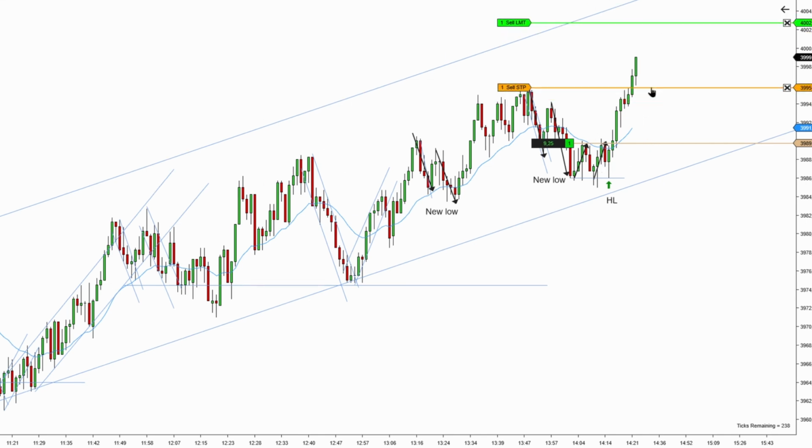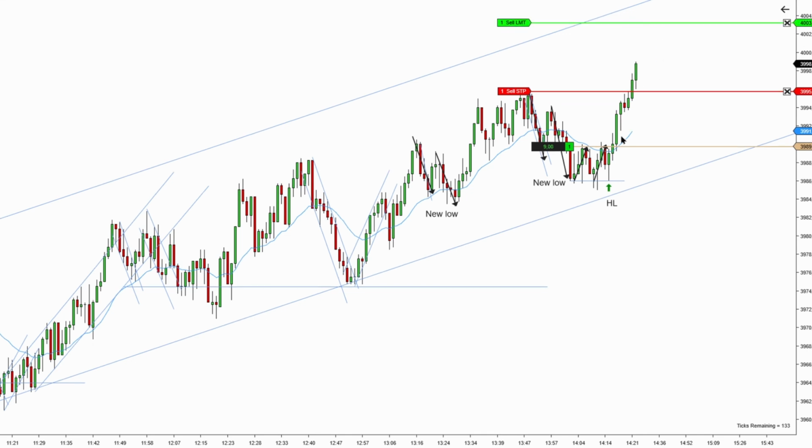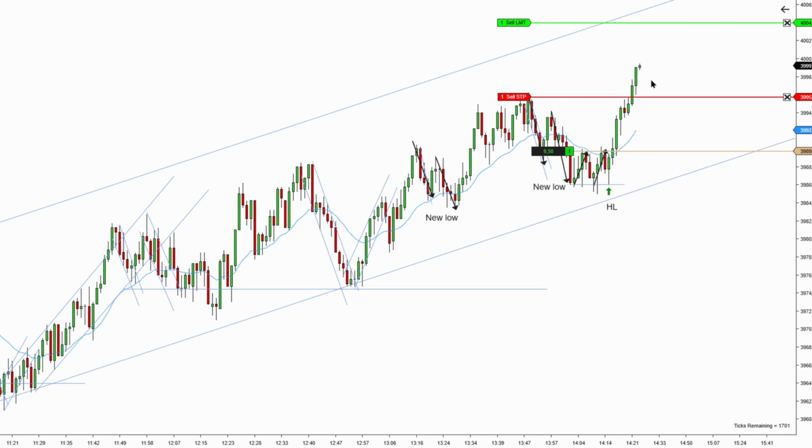I'm going to trail it really tight. And we can manage to squeeze a couple more points. This is why I'm holding the runner. In case market does something unexpected, I want to be part of it. And I don't want to miss this move.